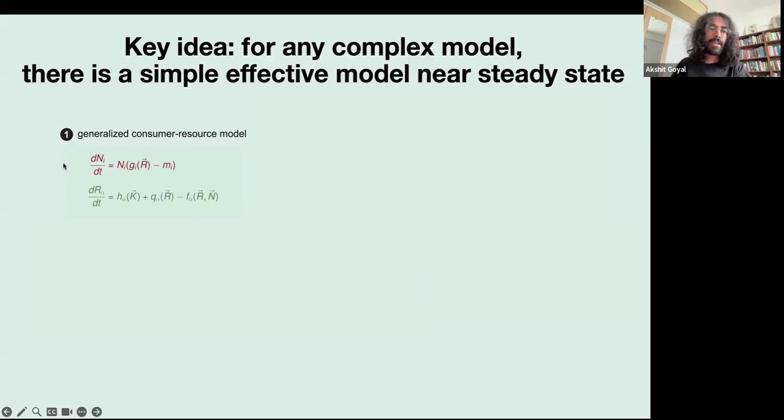So the idea here is that now I'm going to consider a very general consumer resource model. And to show that it's general, my growth rate function is some arbitrary function g_i. I don't know what it is. It could be anything. And for my resource dynamics, I could have some arbitrary supply function, some arbitrary resource interaction function, but also in principle, some arbitrary resource impact function, right? So this could be, for instance, a situation in which you have cross-feeding.